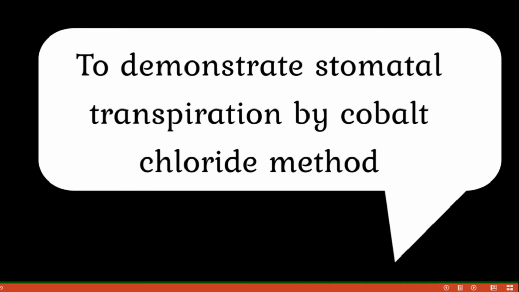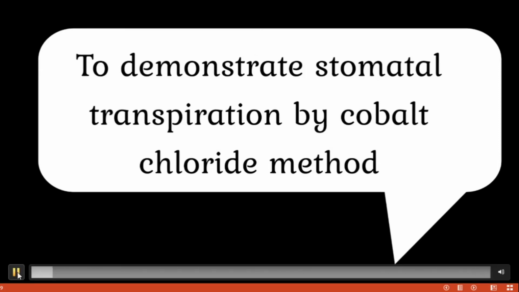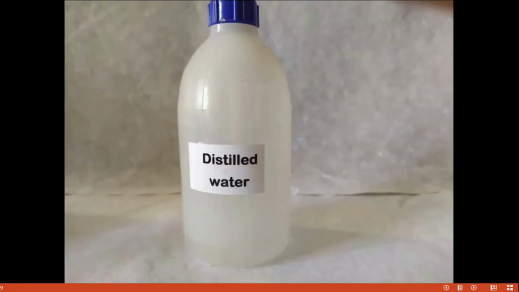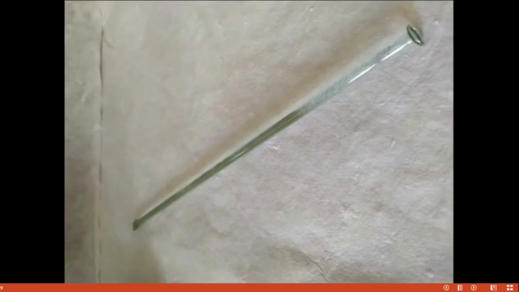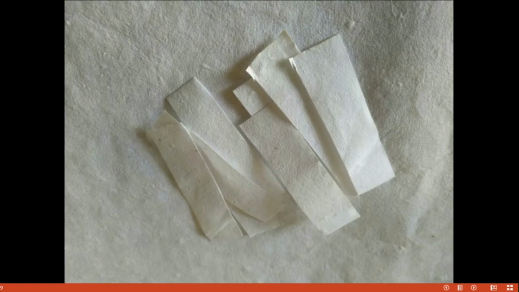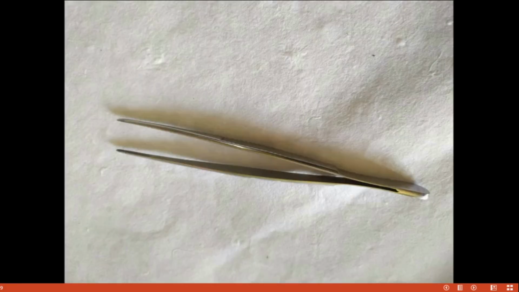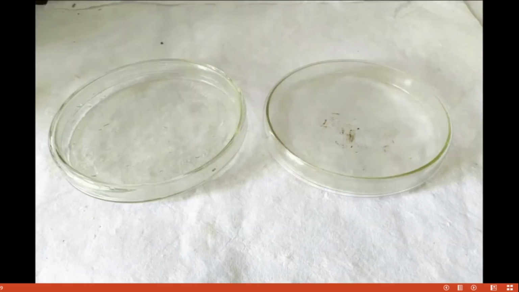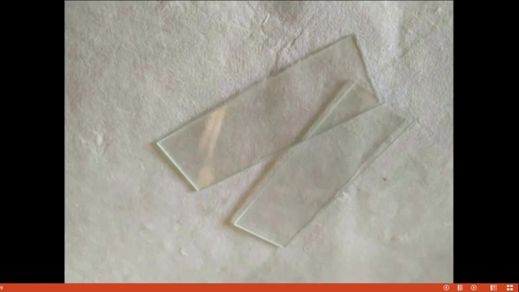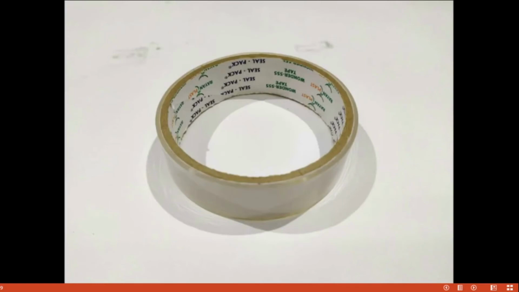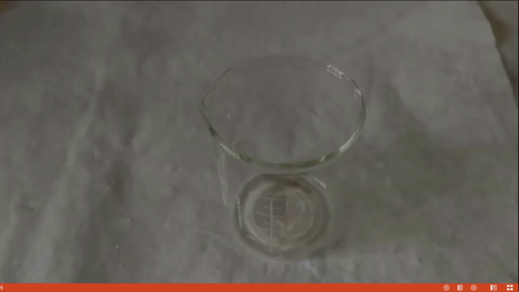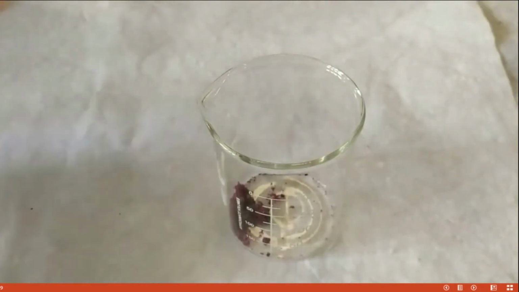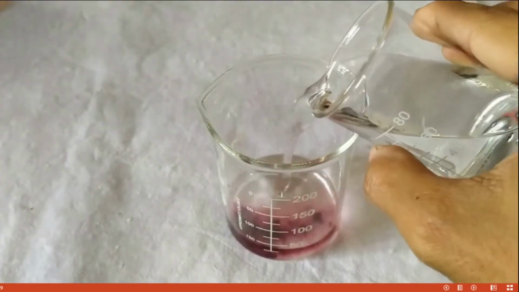Okay, right. Requirements: cobalt chloride, distilled water, beaker, glass rod, paper strips, forceps, glass bottle, petri dish, scissors, slide, sellotape. Okay, so these are all the things which are needed. Then what do you want to do? Take a small amount of cobalt chloride and put it into the beaker, then add distilled water.